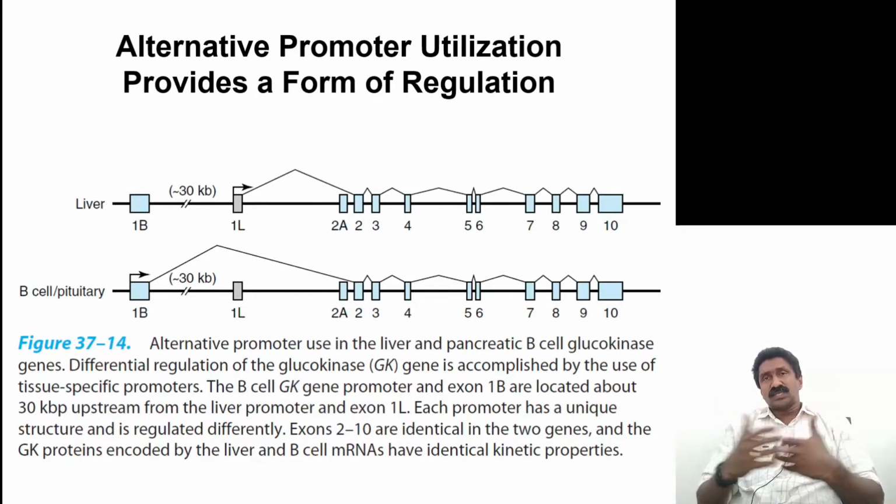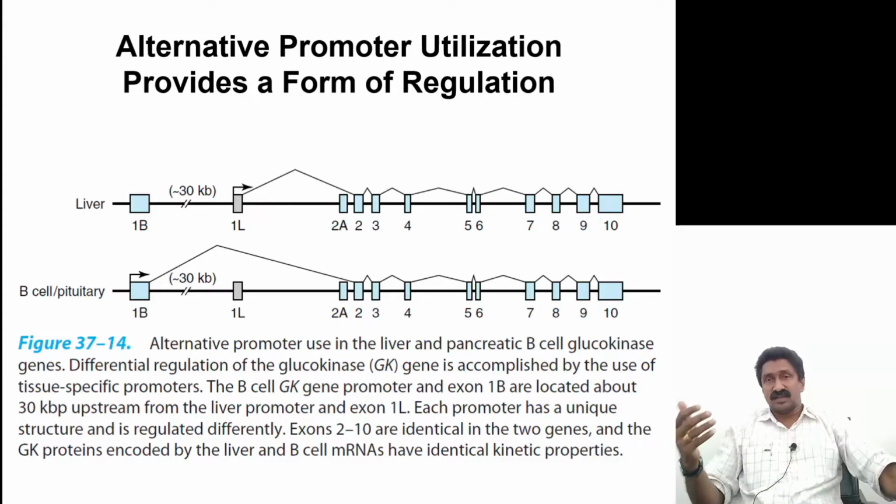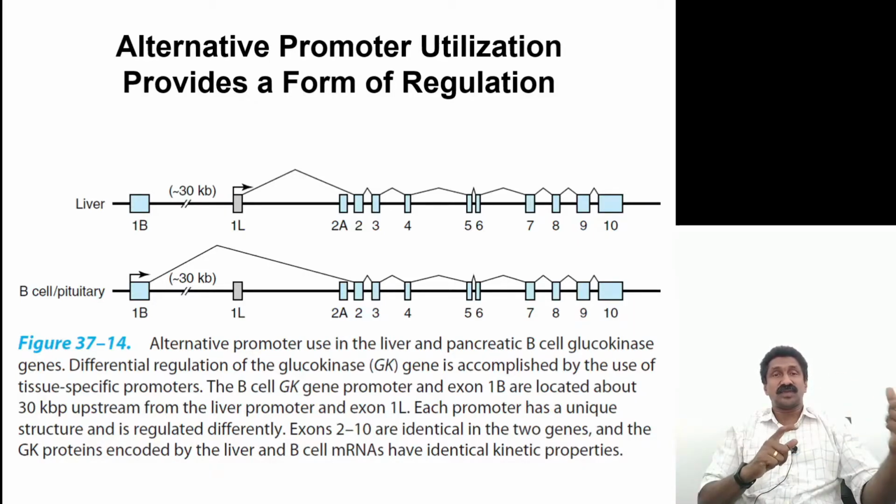Okay, now this is about the alternative promoter utilization. We discussed this during alternative splicing, where we have different promoter elements. The same genes are present in the liver cell and the B cell, or the same control elements are present, but the transcription factors will bind to a specific combination of the promoter regions, resulting in a specific expression.